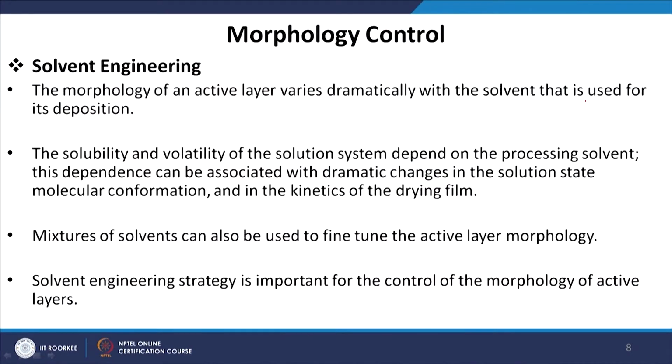Now, the morphology of an active layer varies dramatically with the solvent that is used for its deposition. The solubility and volatility of the solution system depend on the processing solvent. The dependence can be associated with dramatic changes in the solution state molecular conformation and in the kinetics of drying film. So, what do we mean by the kinetics of the drying film? Let us say I have a P3ST polymer and I am spin coating this polymer from chloroform solvent, and in another case I am spin coating it from dichlorobenzene solvent.